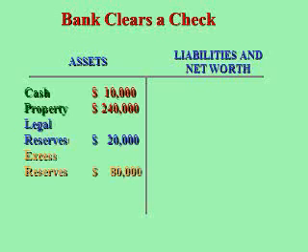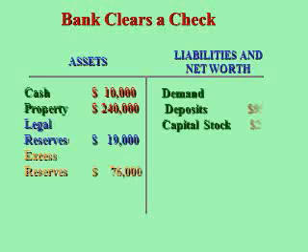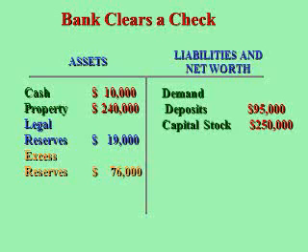Okay, so now the bank has $80,000 to loan. There's a check drawn against the bank, though. Janzik writes a check for a brand new big screen TV for $5,000. What happens now is I get $5,000 back. My demand deposits go down to $95,000, and everything else changes. Legal reserves go to $19,000, excess reserves go to $76,000. Once the bank clears the check, they've got to adjust their reserve requirement at the end of the day.